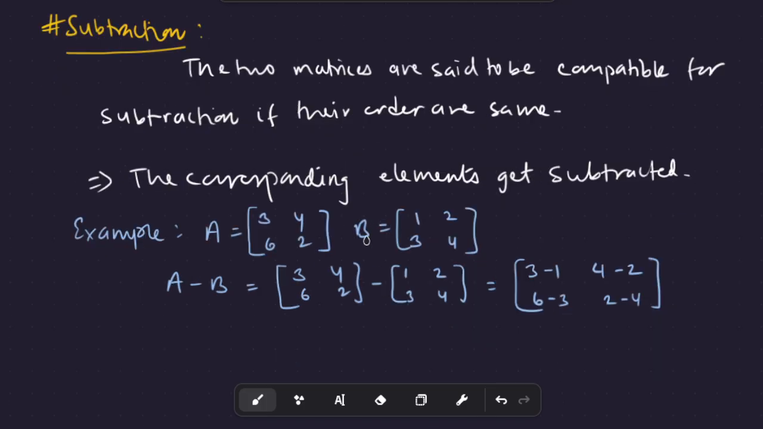Now what will be our answer? Our answer will be 3 minus 1 is 2, 4 minus 2 is 2, 6 minus 3 is 3, 2 minus 4 is minus 2. This is our answer. Do you have any confusion on this? No, sir.